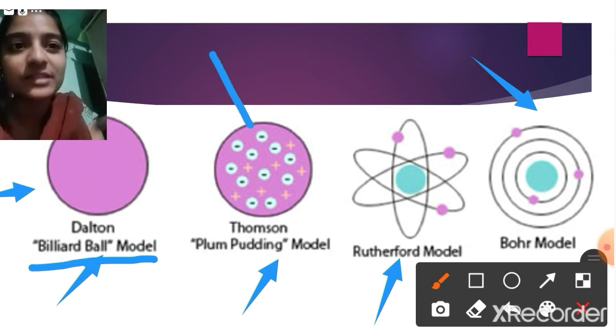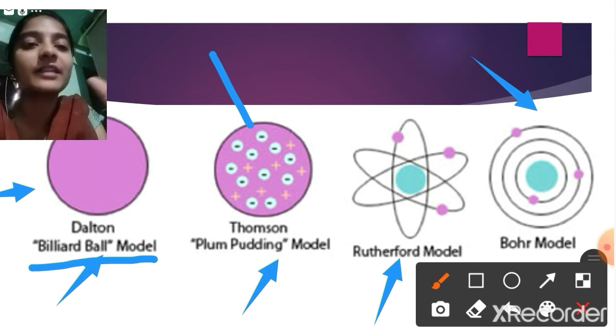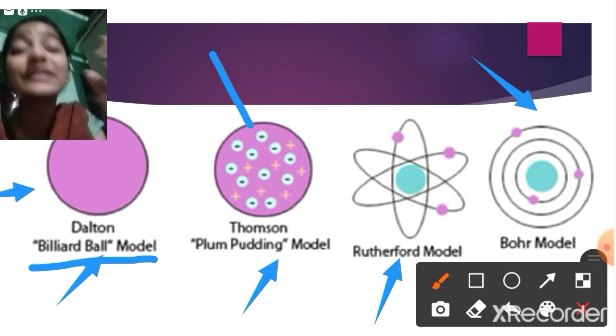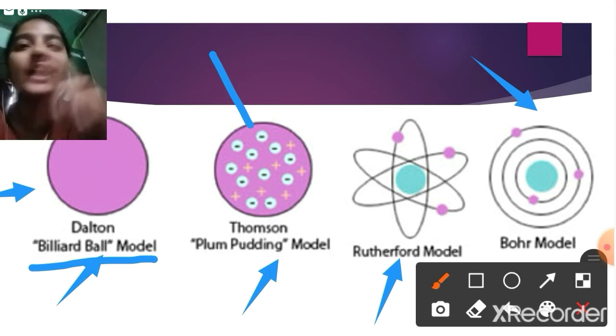Coming to J.J. Thomson. J.J. Thomson is a scientist who got a Nobel Prize for discovering cathode rays from the electrodes, such as positive charge and negative charge.